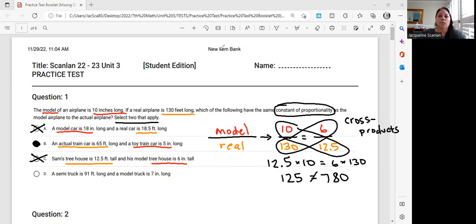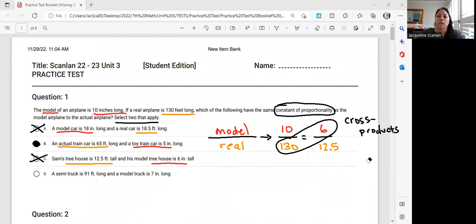Now on the test, if you wanted to, and you were very, very confident in your math, you could just assume that the correct answer then would be D. All right, but I'm gonna go ahead and prove it just to show you. Again, I'm gonna follow my color coding. So a semi-truck is 91 feet long and a model truck is 7 inches. The semi-truck is the actual, so it's underlined in orange. And the model is underlined in red. Okay, so I'm going to put 7 on top, and I'm going to put 91 on the bottom. I'm going to use my cross products.